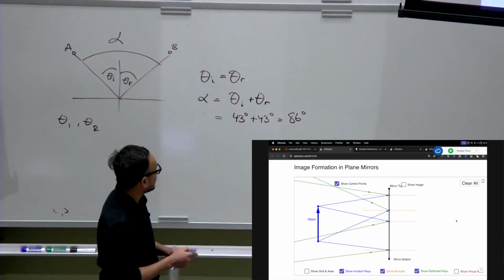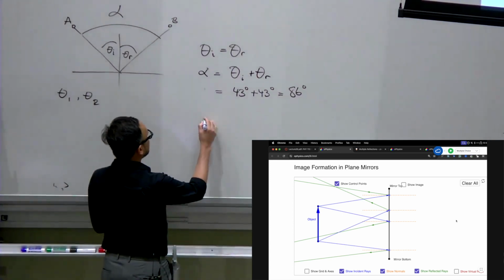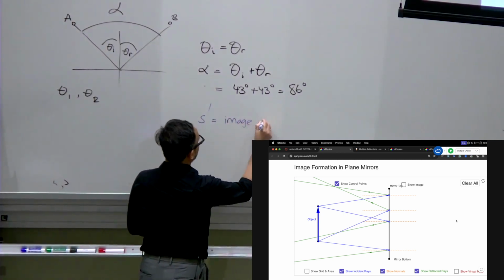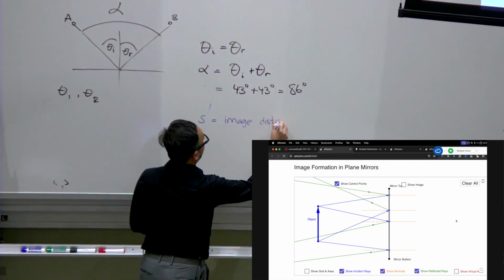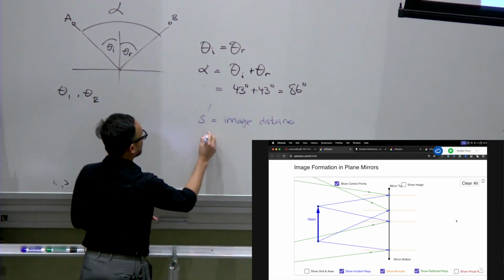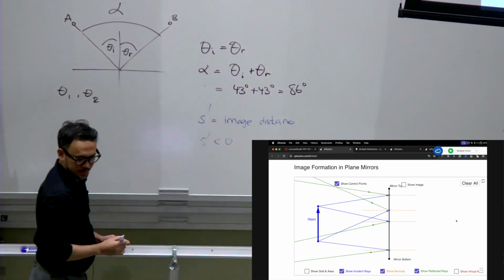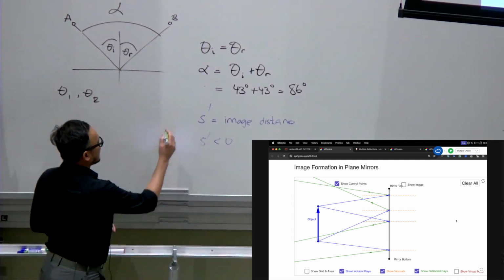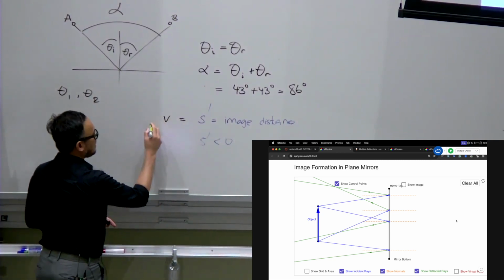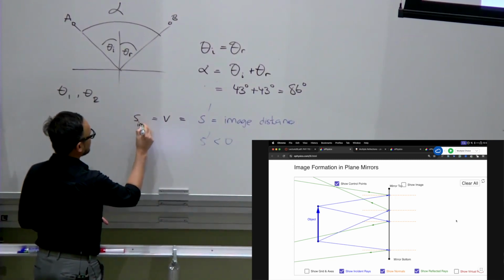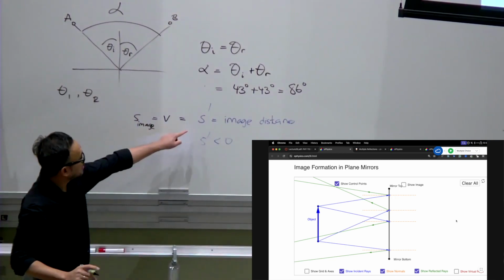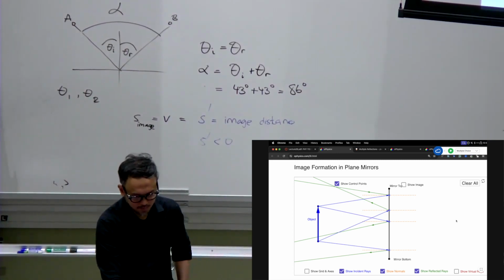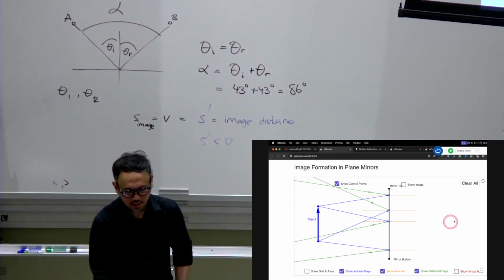I think your book has this symbol. This is the image distance S prime. For a plane mirror, S prime is negative. In different textbooks they call it V, or S image or something, but in your textbook the symbol is S prime. So we know that the image is behind the mirror.